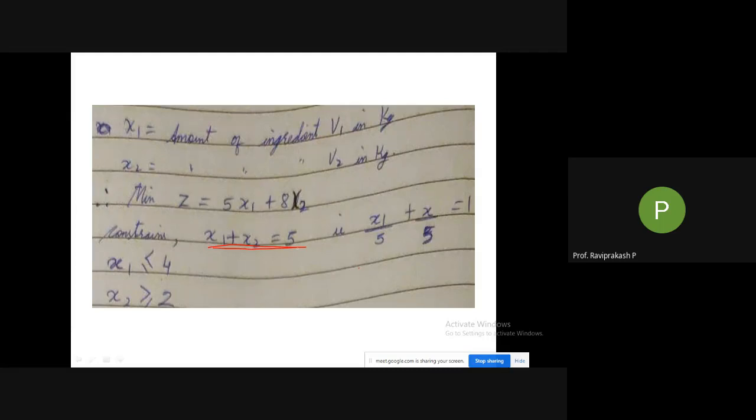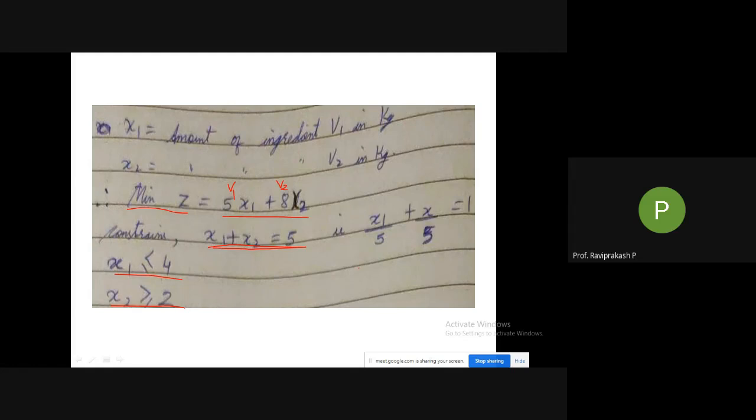So minimize z, because minimization is being asked: 5x1 plus 8x2. These are the costs of v1 and v2. This is the objective function. Then v1 plus v2 combined should be 5, that's why x1 plus x2 is equal to 5. For x1, they said don't use more than 4, that is less than or equal to 4 of v1. For v2 they said minimum of 2, that means 2 or greater, that's why it is greater than or equal to 2. So these are my constraints as well as the objective function.